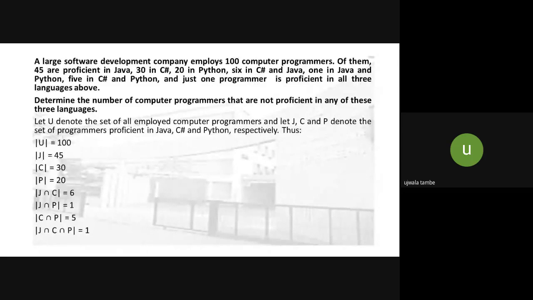Then consider the next problem statement: 6 in C hash and Java. So this is the intersection of J and C, right? So J intersection C is equal to 6. 1 in Java and Python. So Java is represented by J, that's why J intersection P is equal to 1. And 5 in C hash and Python. So C intersection P is equal to 5. And just one programmer is proficient in all three languages above. So J intersection C intersection P is equal to 1.